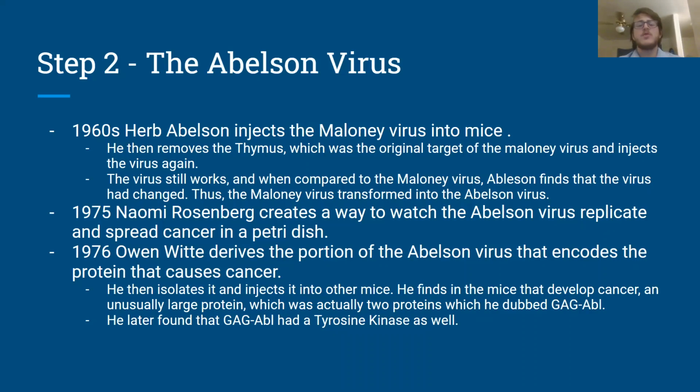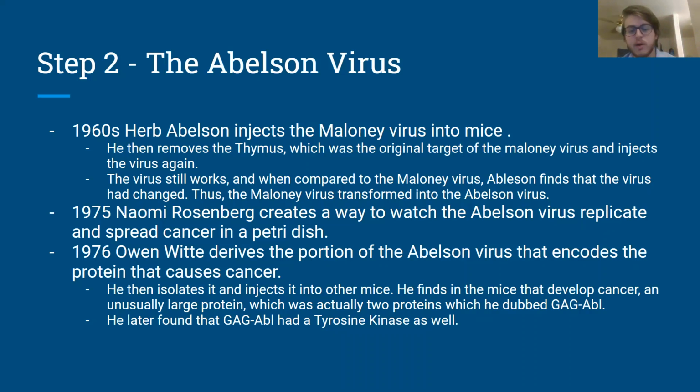A few years later, 1975, Naomi Rosenberg created a way to watch the Abelson virus replicate and spread cancer in a petri dish. She did this because the Abelson virus was particularly interesting to watch. It spread fast. It was a liquid-based virus, and those made things a lot easier to research and to watch. So she created this array which allowed her to watch the Abelson virus replicate. And then a year later, Owen Witt uses her development, and he derives the portion of the Abelson virus that encodes the protein that causes cancer.